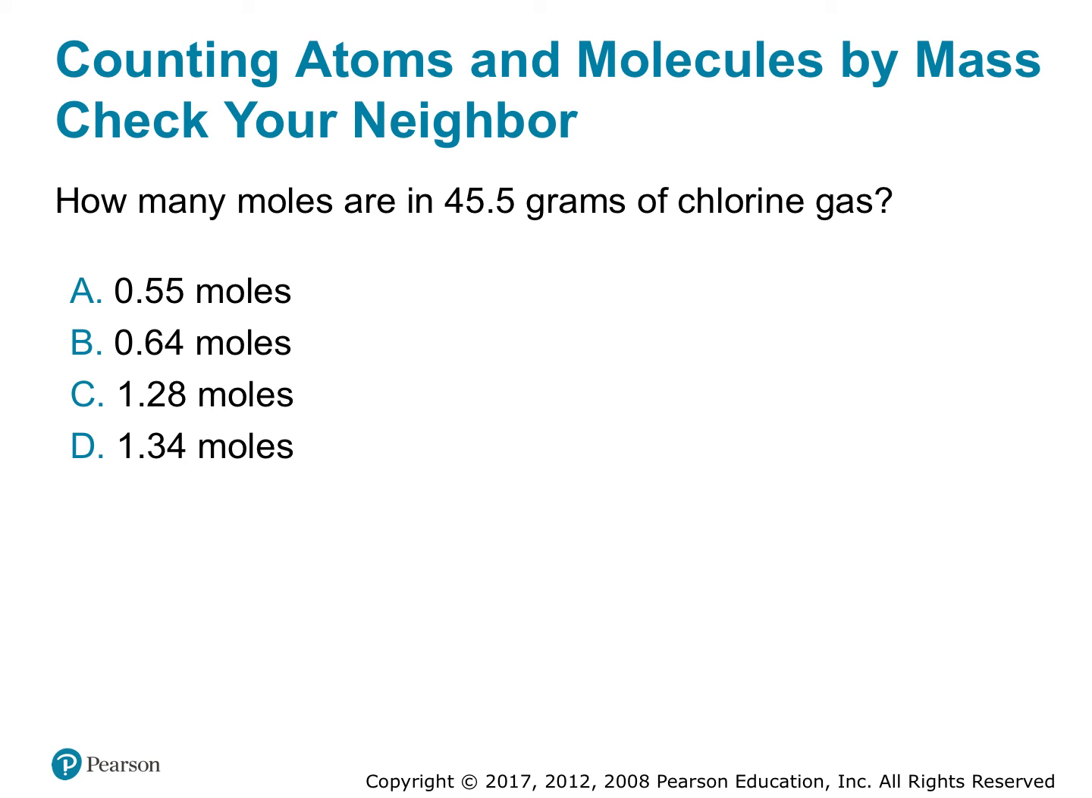How many moles are there in 45.5 grams of chlorine gas? Okay, so if we look up chlorine on the periodic table, we find that chlorine has an atomic mass of 35.5. So that's 35.5 AMU.